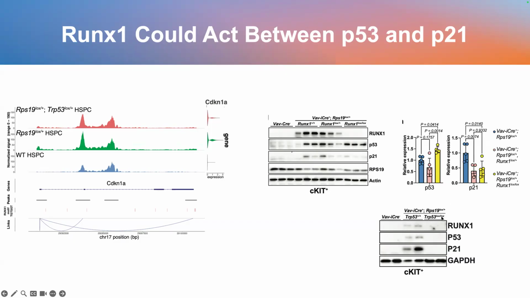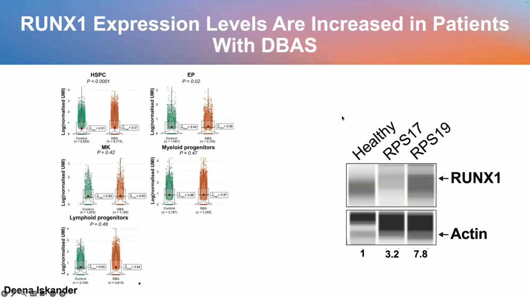However, when we remove P53, still in the context of haploinsufficiency, I should have mentioned that, you remove both P21 and RUNX1. So what we think now is that RUNX1 is acting between P53 and P21. But of course, there is a lot that remains to be done. What is the relevance to humans?